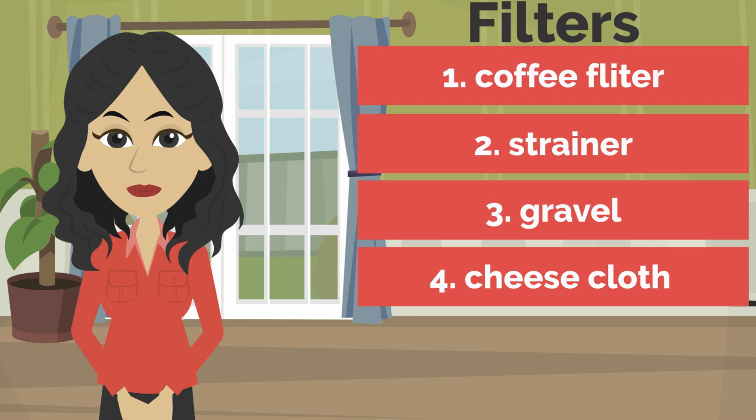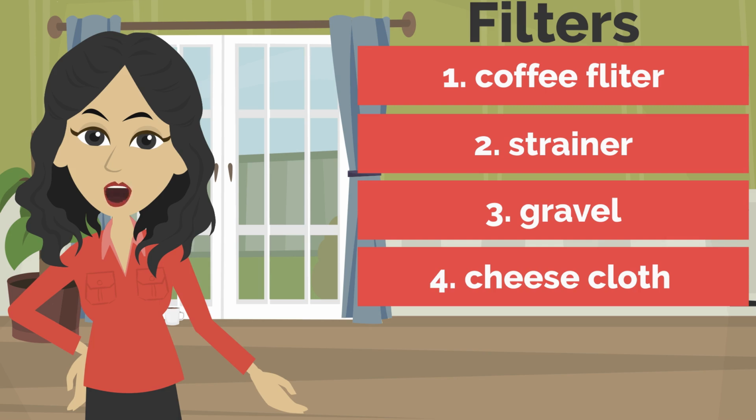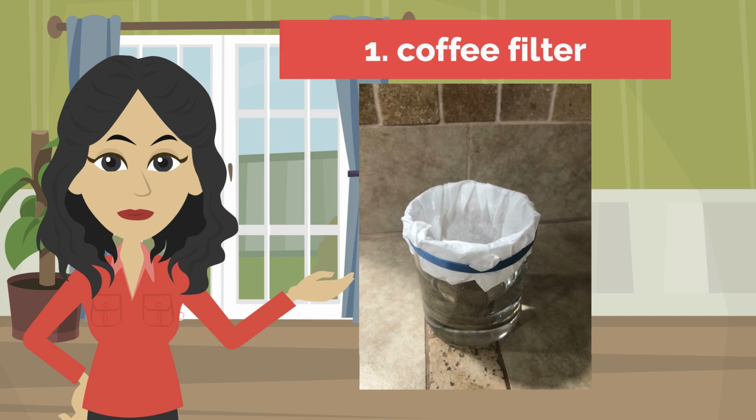The idea here is to test how different types of materials can filter water. The filters we're going to be using today are a coffee filter, a strainer, gravel, and cheesecloth. Now, you may not be able to find these exact materials in your house, but that's okay. Just use whatever substitute you can find that's similar.